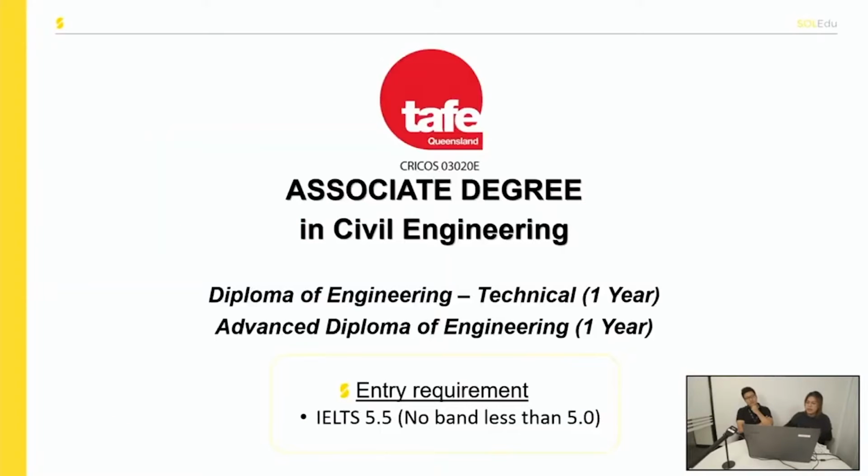Yeah. So first, let me introduce the Queensland one. In TAFE, they provide the associate degree in civil engineering, and it is a 2-year course. The associate degree means you are going to combine 2 qualifications in one program. The first one is the Diploma of Engineering, the technical part, which takes 1 year. And the other year to complete the program is the Advanced Diploma of Engineering.